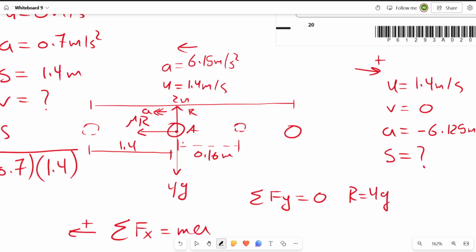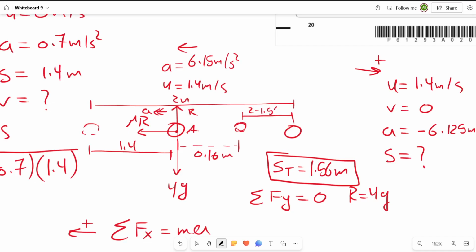So right now I need to see from the beginning. A moved 1.4 meters and then another 0.16 meters. That's a total distance of 1.4 plus 0.16, which is 1.56 meters from the start. The pulley is 2 meters away from the starting position. Does that mean that A is going to hit the pulley, or is it going to stop right before the pulley? Yes, it's going to stop before the pulley because it moved 1.56 meters until it stopped, and the pulley is 2 meters away from it, so we have a little bit of distance between them. You can get it by doing 2 minus 1.56 meters.